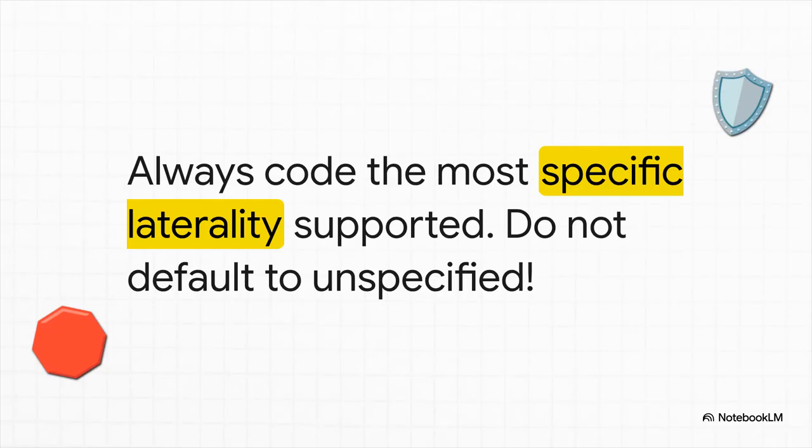Now, why does this matter? Because you have to code the most specific supported laterality to prevent claim rejections. A classic exam mistake, and honestly a real-world billing disaster, is just defaulting to an unspecified code when the provider's documentation clearly states right or left. Look, if the detail is there, you must capture it.